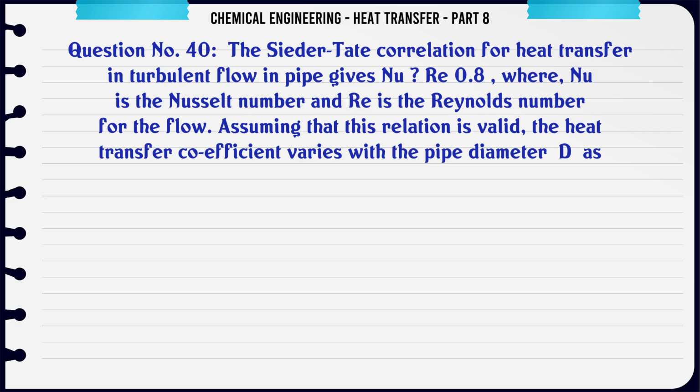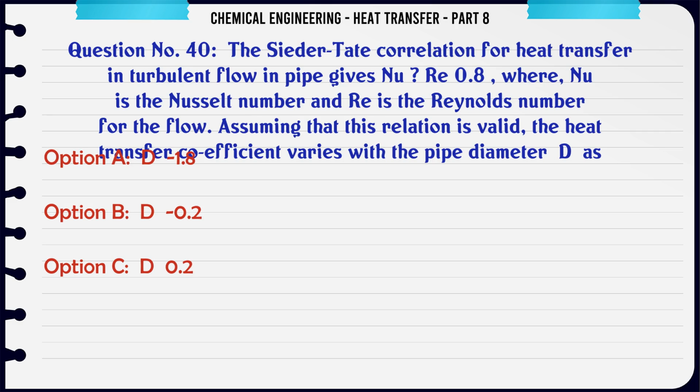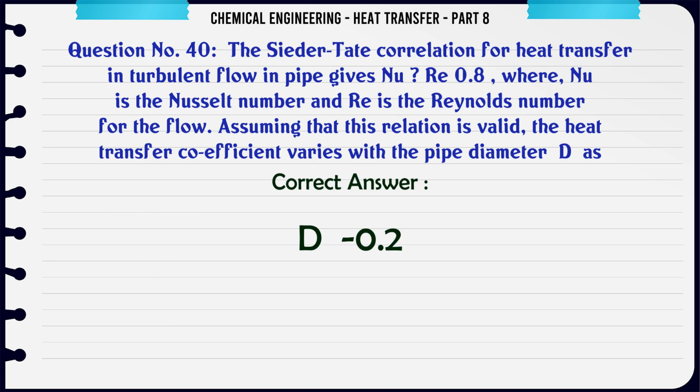The Sieder-Tate correlation for heat transfer in turbulent flow in pipe gives Nu proportional to Re^0.8, where Nu is the Nusselt number and Re is the Reynolds number for the flow. Assuming that this relation is valid, the heat transfer coefficient varies with the pipe diameter d as: A. d^1.8, B. d^0.2, C. d^-0.2, D. d^-1.8. The correct answer is d^-0.2.